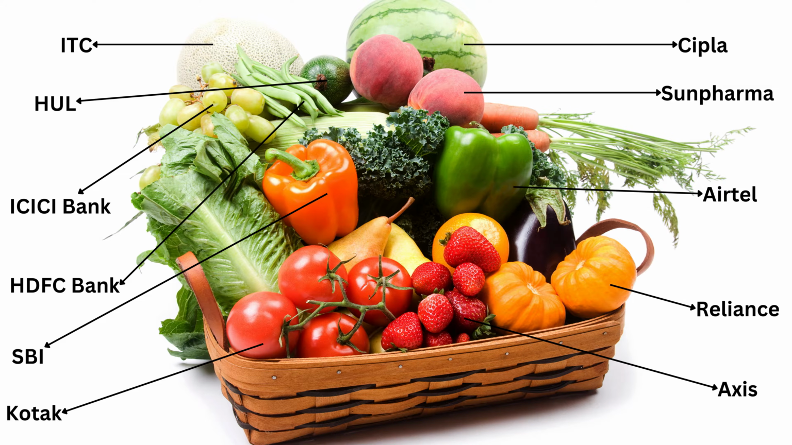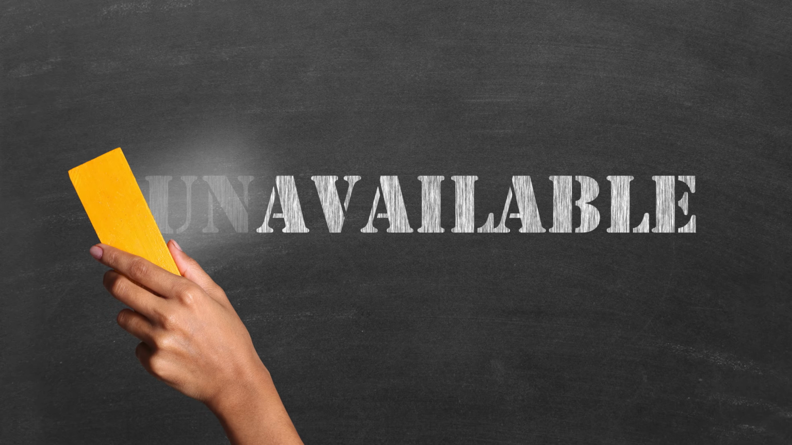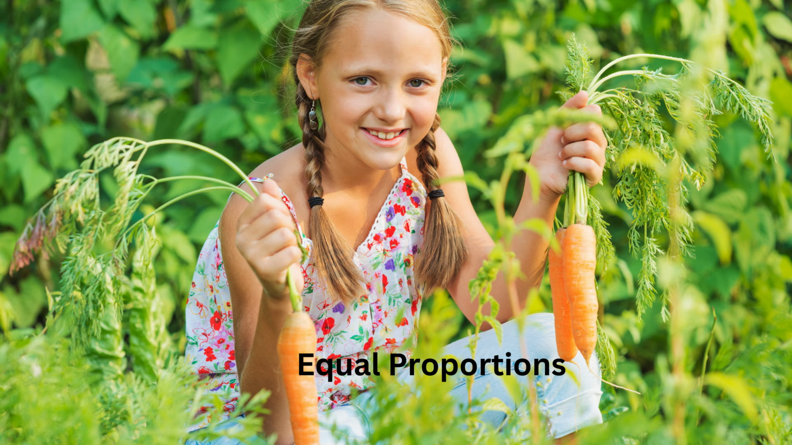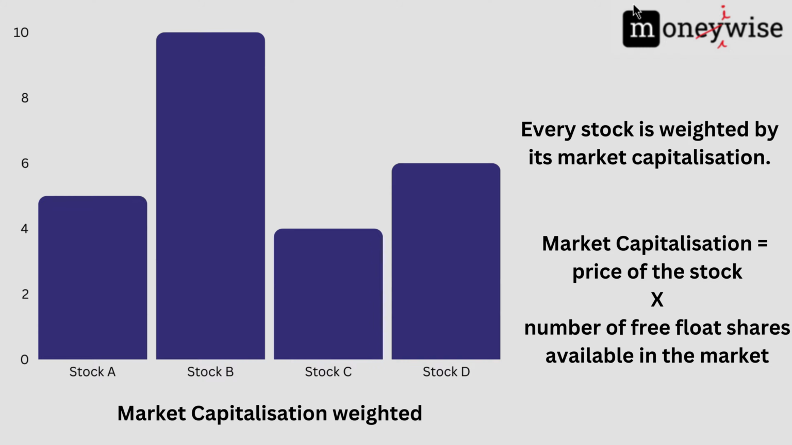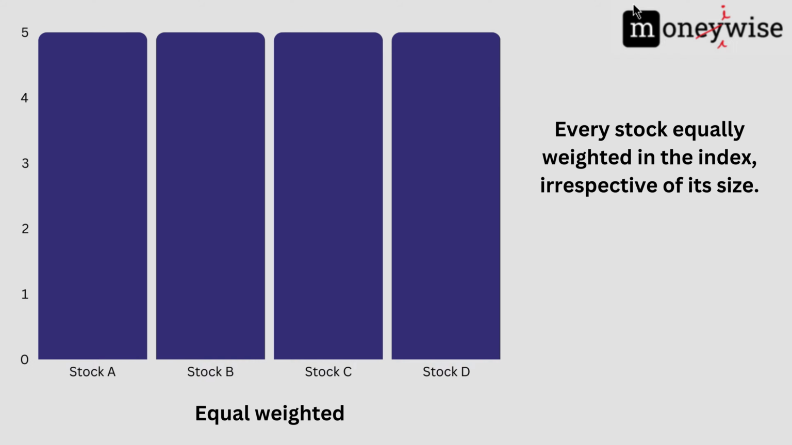Remember our basket of stocks, which we call an index? Now, the basket can contain stocks based on the availability in the markets or can have stocks in equal proportion. The most popular way of creating the index is based on the availability of stocks and is called the market capitalization weighted index. Another way is called equal weighted index, wherein each stock is weighted equally in the index.